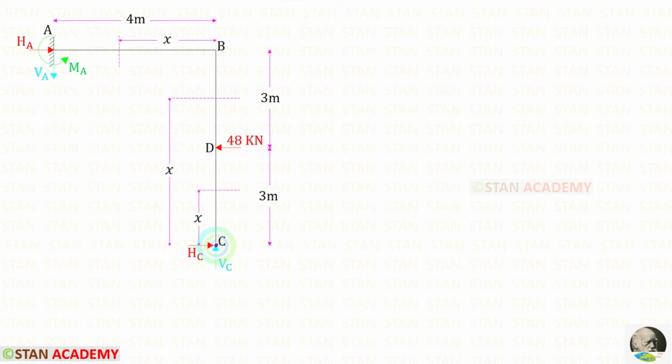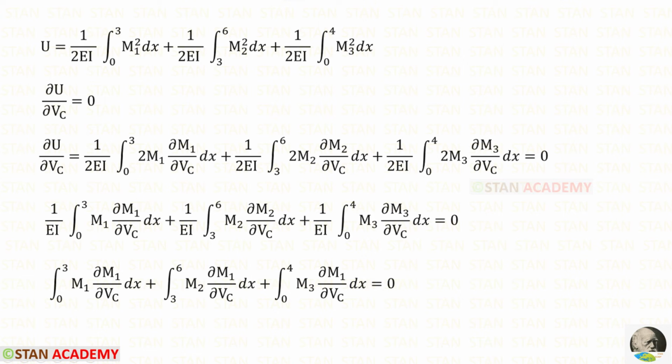In the point C, there is a vertical reaction VC. So in the point C, the vertical deflection will be 0. When we partially differentiate U with respect to VC, we will get the deflection in the point C, which is 0. When we partially differentiate these three with respect to VC, we will get these. We can eliminate 2. We can take 1 upon EI on the other side. 0 into EI, it will be 0.